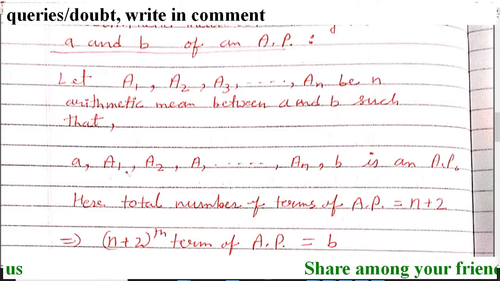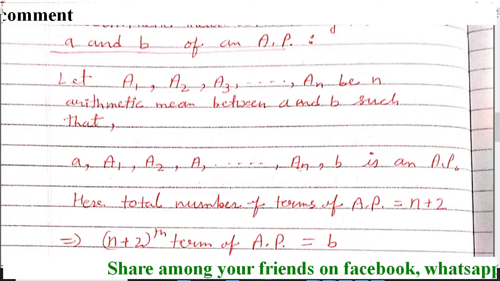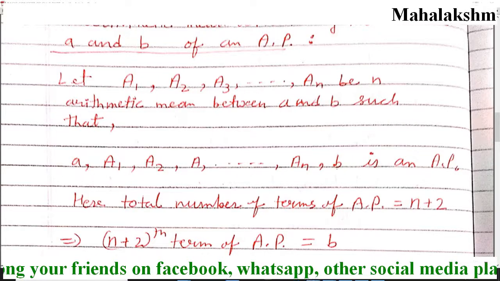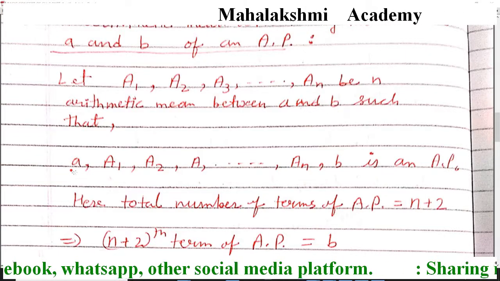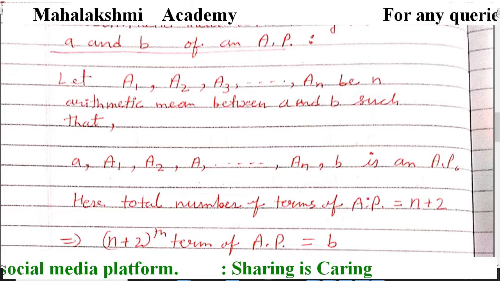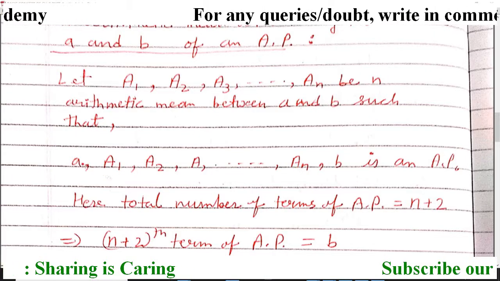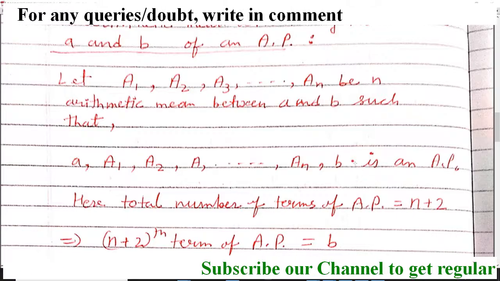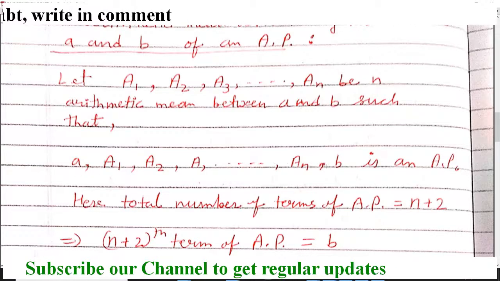Now in this AP, how many terms do we have? We have introduced n arithmetic means, and then a and b, which are two terms. So it is going to be n plus 2 terms. If somebody asks how many total terms are present, the answer is n plus 2. Why? Because n arithmetic means plus 2 extra terms a and b. So the total number of terms of this AP is n plus 2. Now the (n plus 2)th term is the last term.